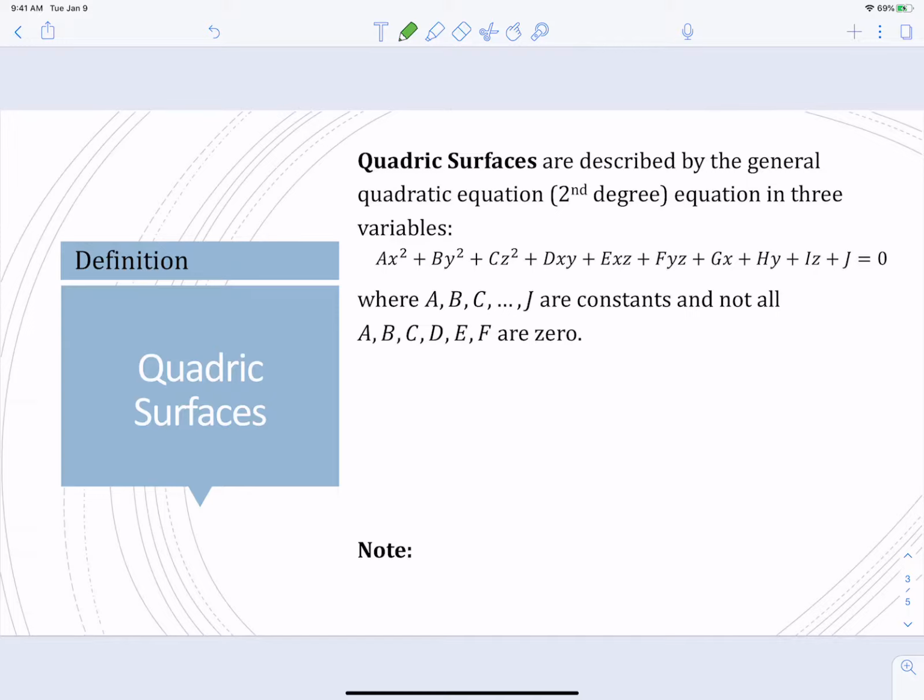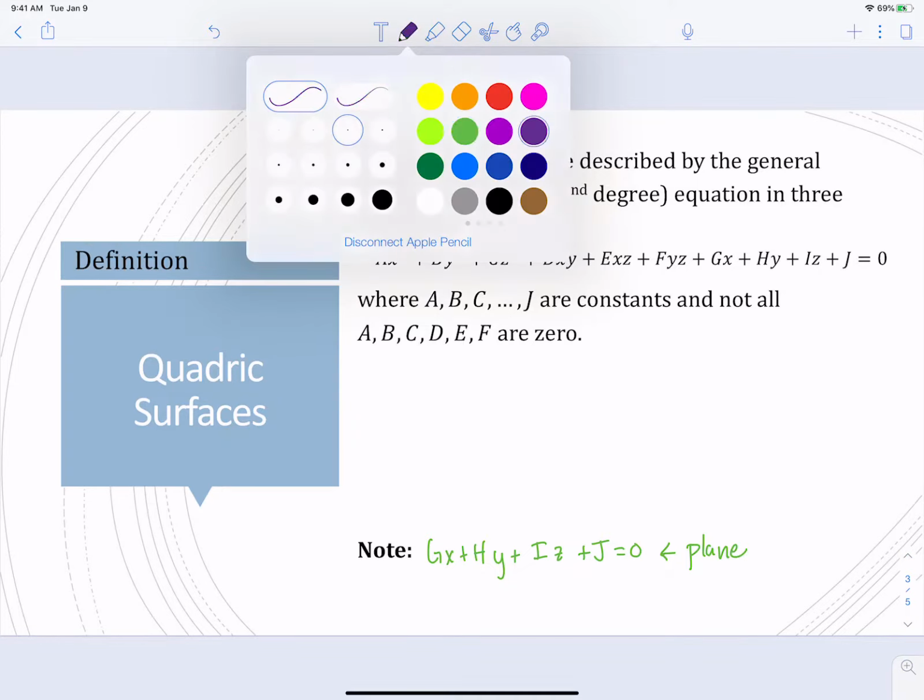And we need to make sure that at least one of A, B, C, D, E, or F is not 0. That has to be the case for it to be a quadric surface. If those were all 0, that's our note down here, we'd end up with this guy, which is a plane, which is kind of the same thing that we have in the definition for a quadratic function.